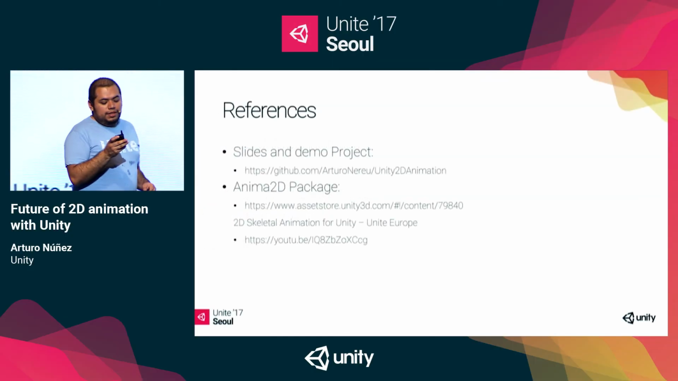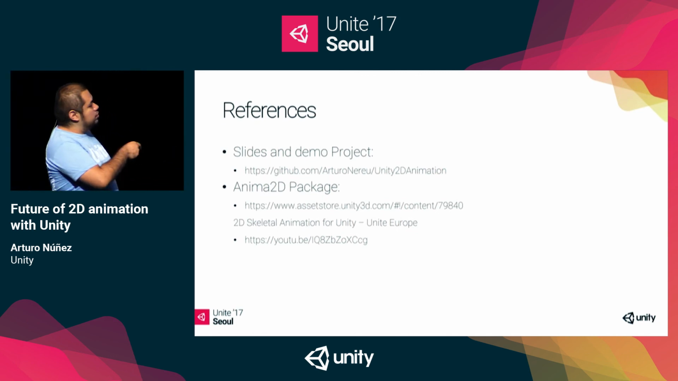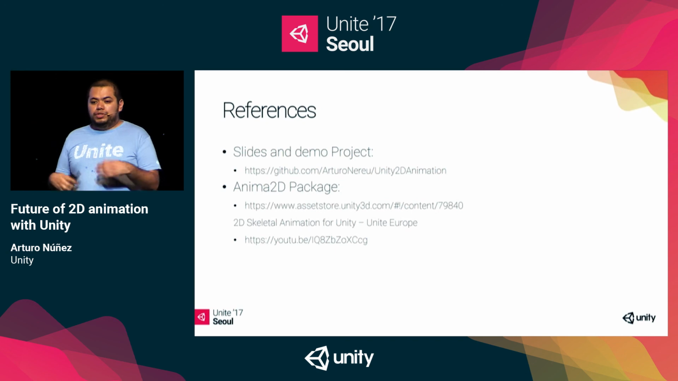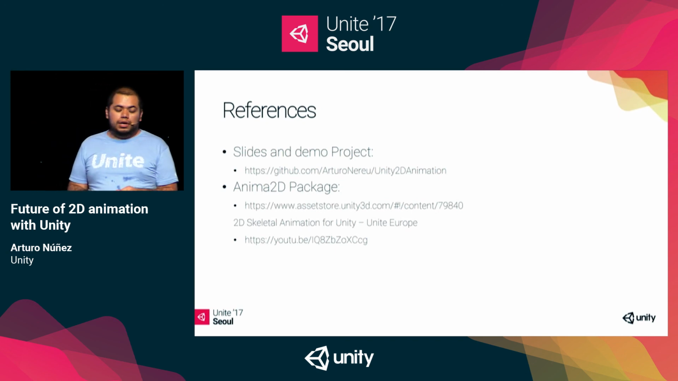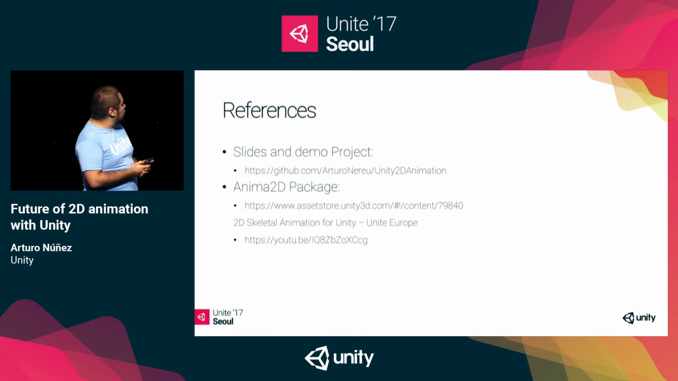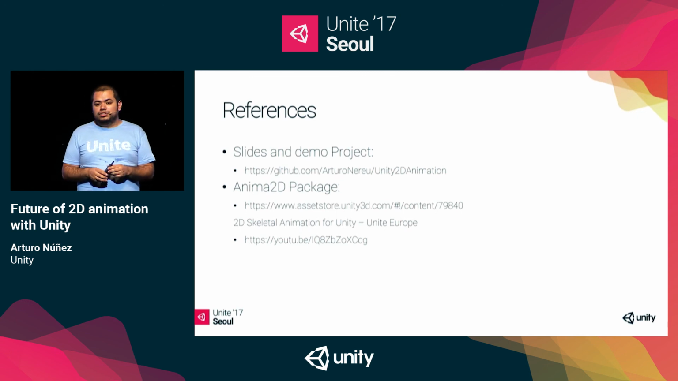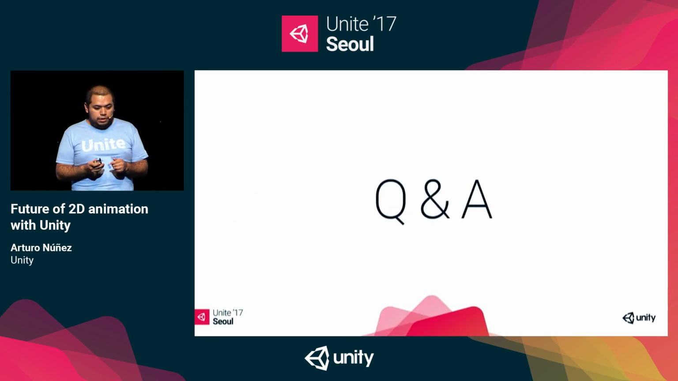So if you're interested in getting the project I showed you, with the female character, and the slides, you can find them on GitHub. You can do whatever you want with those. The code is there. Just make sure you play around, you learn from that. Also, the Animate 2D package is over there. And if you want to know more, there's a cool 2D presentation also from a Unity guy on YouTube.